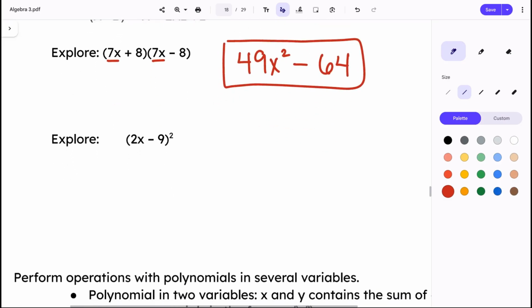Now, how is the second one different than what we just did? How is this one, 2x minus 9 squared, different than the one up above?